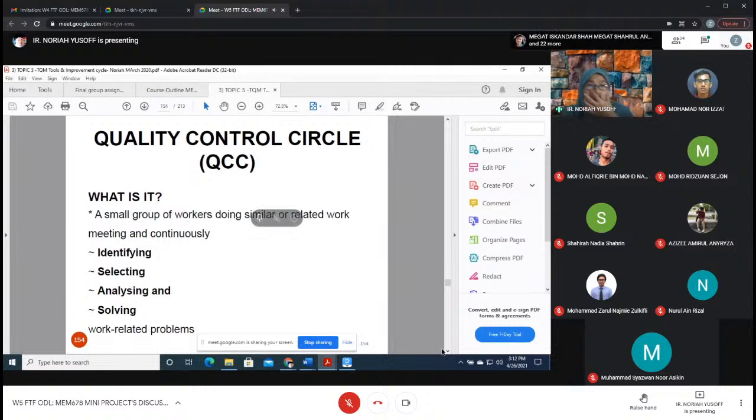So from the problem that they have selected, they go to the next level to do the brainstorming. So that's how all the tools are made available for them to utilize at the appropriate level and stage. Not that you use everything at the same time, no. It has its appropriate level of usage, okay? So you do brainstorming, break down into several points, and then you analyze. From your analysis, you come up with the solution. So solve the problem, come up with the solution, and then come up with the comparison before the improvement was done and after the improvement was done. So what are the comparison and the differences.